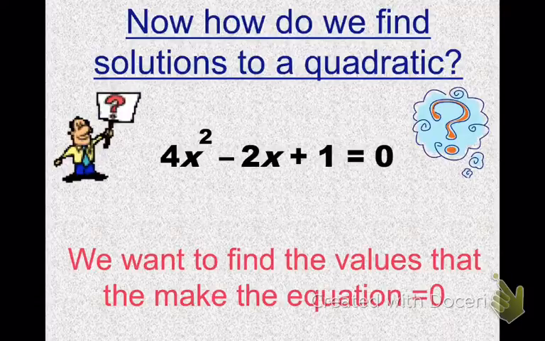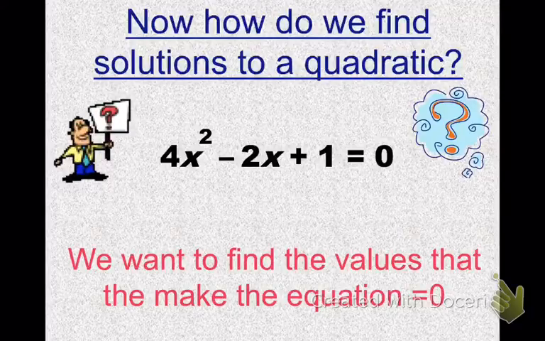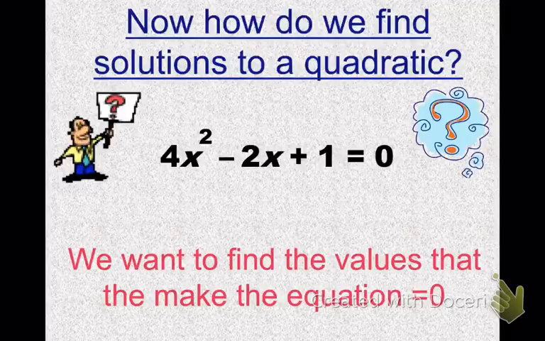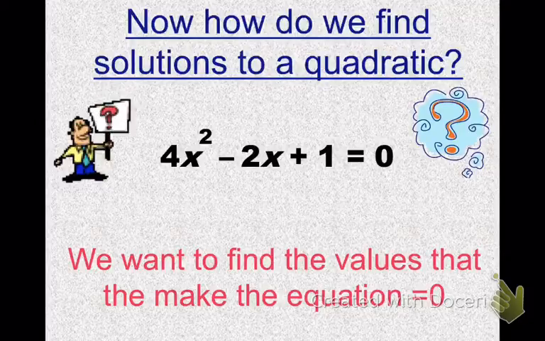So we want to find the x values. It can be a whole number, it can be a decimal number, it can be a fraction. So how do we find x? Because subtracting 1 will not help us. Combining like terms, there's nothing to combine. You cannot combine the 4x squared with a negative 2x. They're not like terms. We're not allowed to do that.